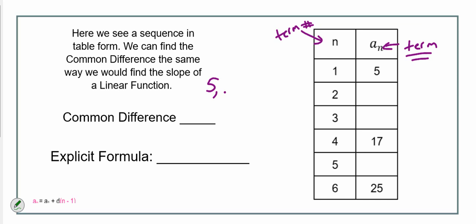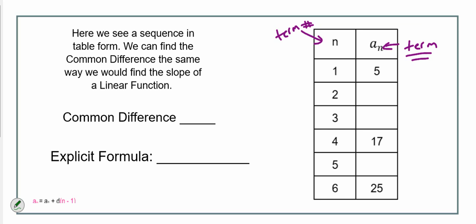I don't know my second term. I don't know my third term. My fourth term is 17, right? Don't know my fifth term. And then my sixth term is 25. So instead of writing it this way, like I just did in purple, they're writing it in a table. And that's okay. We can handle a table.